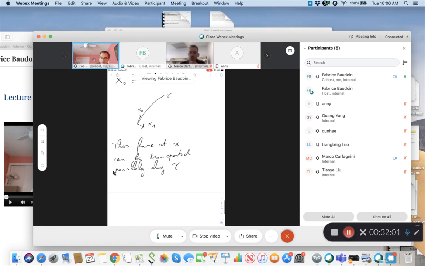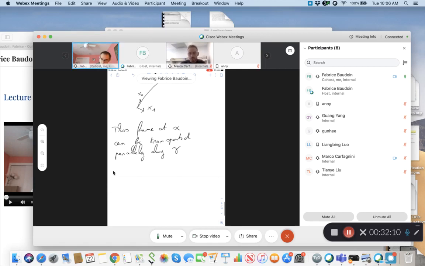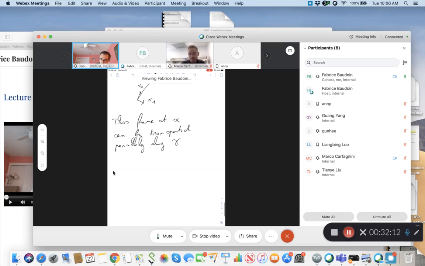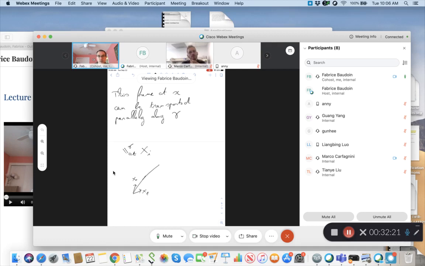So these vector fields are now defined on all points of the curve gamma. A basic question to make sure that you are following: if I transport parallelly x_0 along gamma, what do I get? Remember that x_0 at the point x is given by gamma prime of 0. So if I transport parallelly gamma prime of 0 along gamma, what do I get?